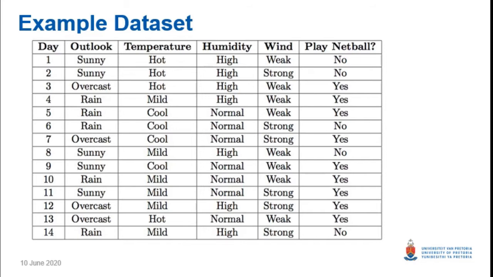Humidity, there's 2 values it can take. You can either have a high humidity or you can have a normal humidity. And with the wind, you either have a strong wind or a weak wind. The numbers that are listed under day is just the data collected over 14 days. And what this is used to predict is whether a team should go ahead and play netball or not play netball. So you'll see the values of no or yes indicate for that combination of attribute values, should netball be played or not.